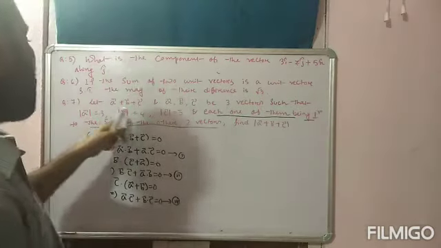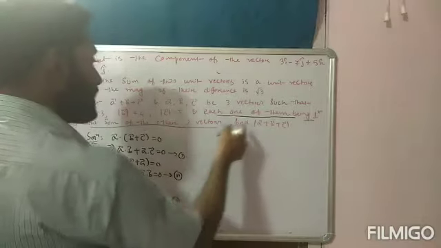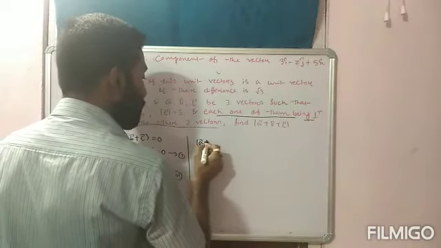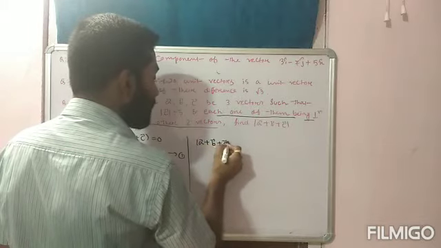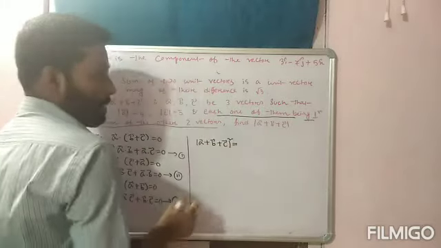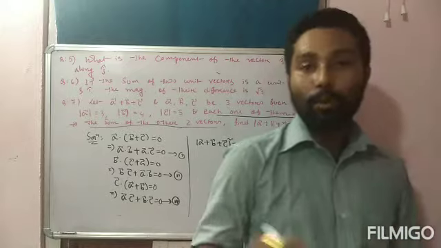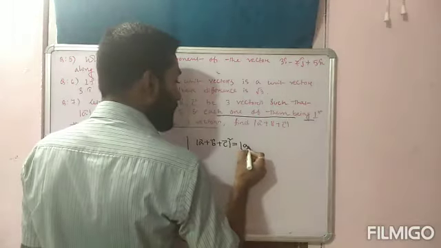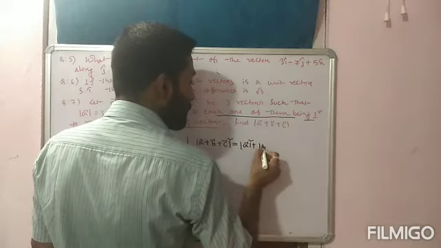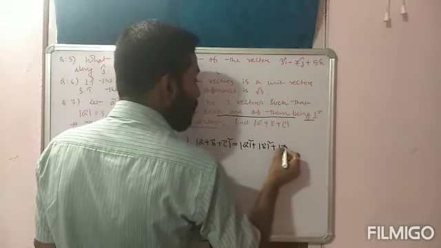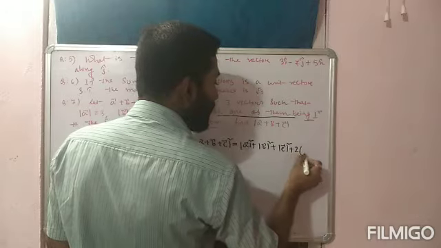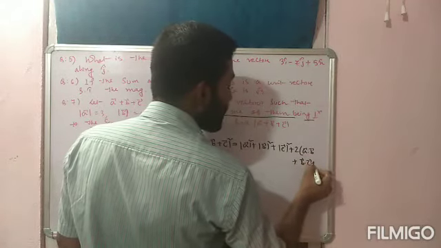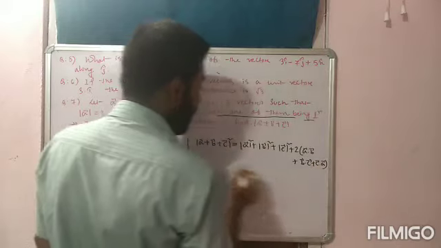Also mod a, mod b and mod c are given. Since you are asked to find the value of mod of a bar plus b bar plus c bar, we take mod of a bar plus b bar plus c bar whole square. I said that when plus and minus signs are inside the mod, always square it. Applying the formula for (a plus b plus c) whole square, which is mod a square plus mod b square plus mod c square plus 2 into (a bar dot b bar plus b bar dot c bar plus c bar dot a bar).